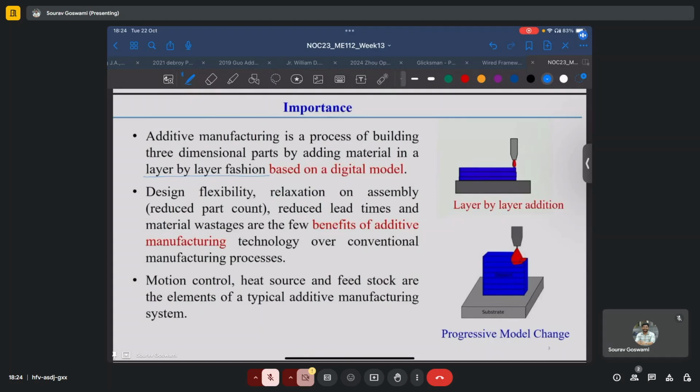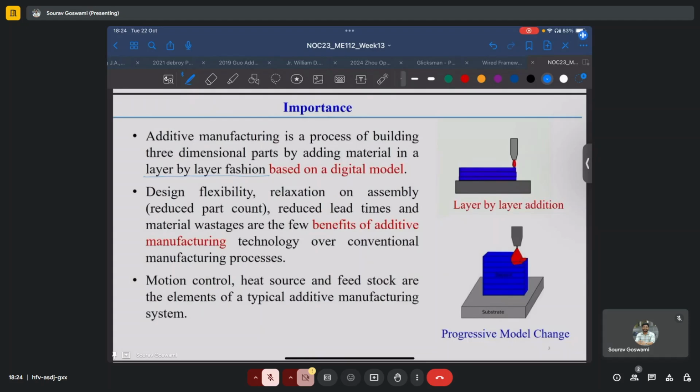Some other advantages are design flexibility, that is, you are able to design objects which were previously not feasible to manufacture with conventional processes. A common example of this would be lattice structures, which are very difficult to realize from most conventional processes.